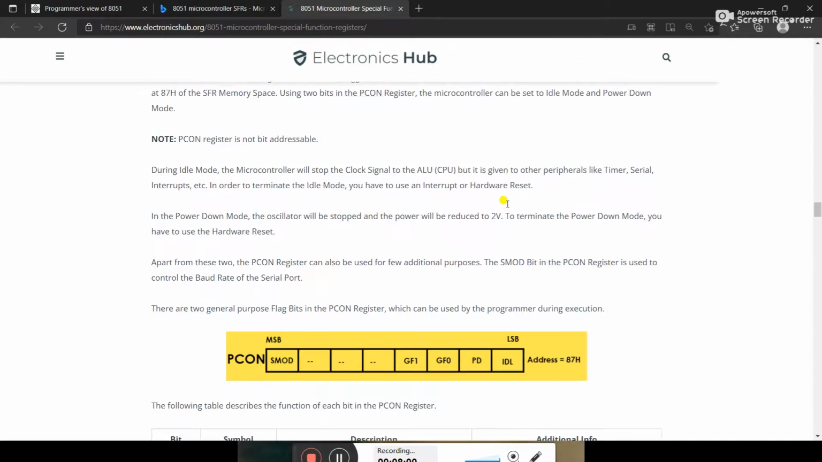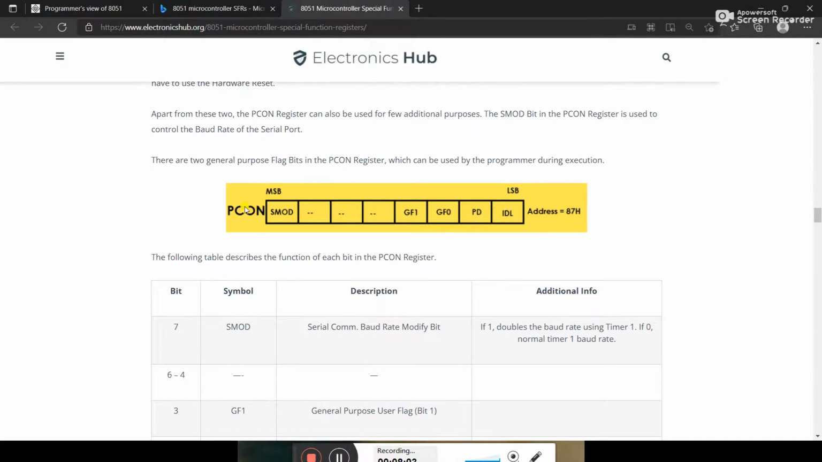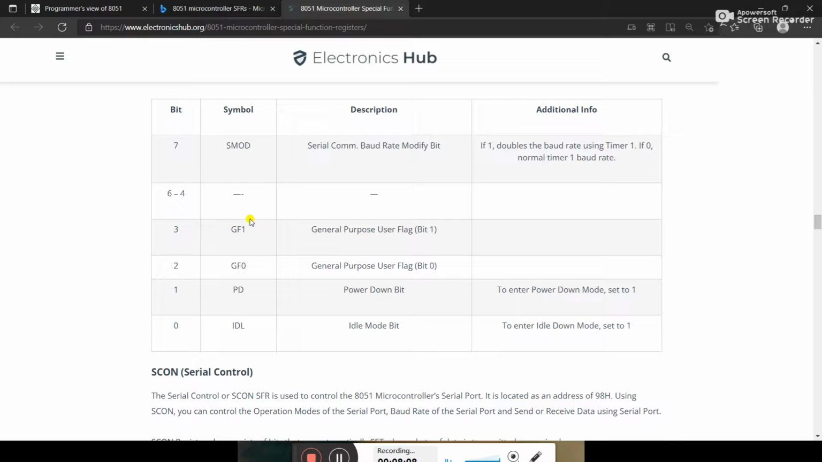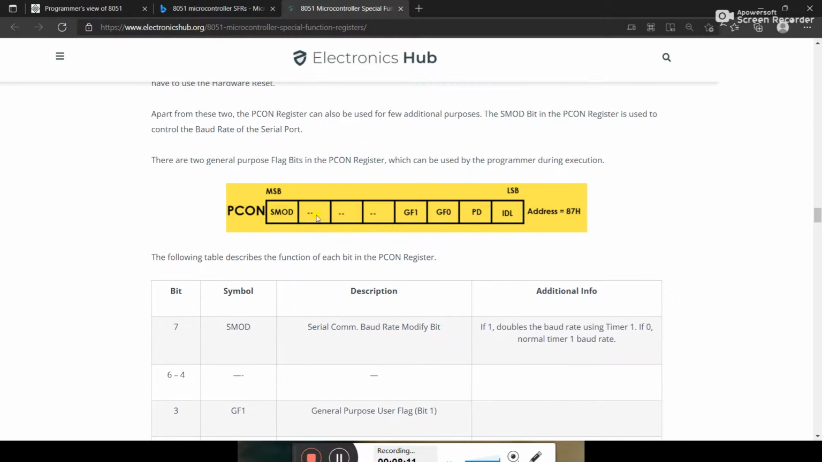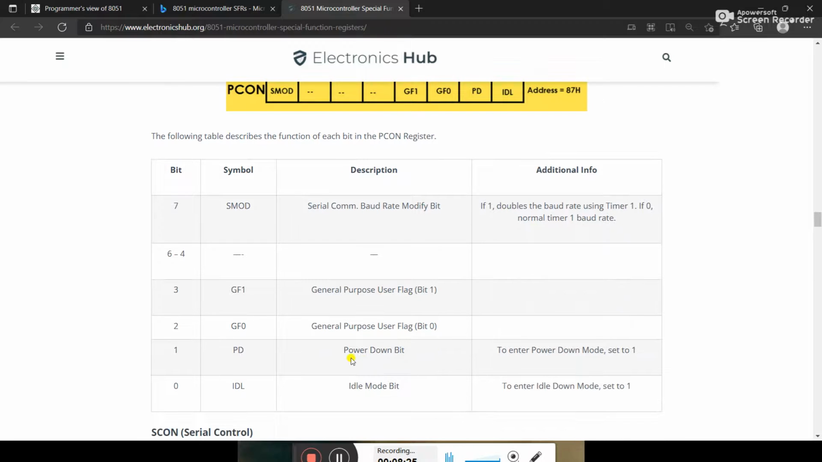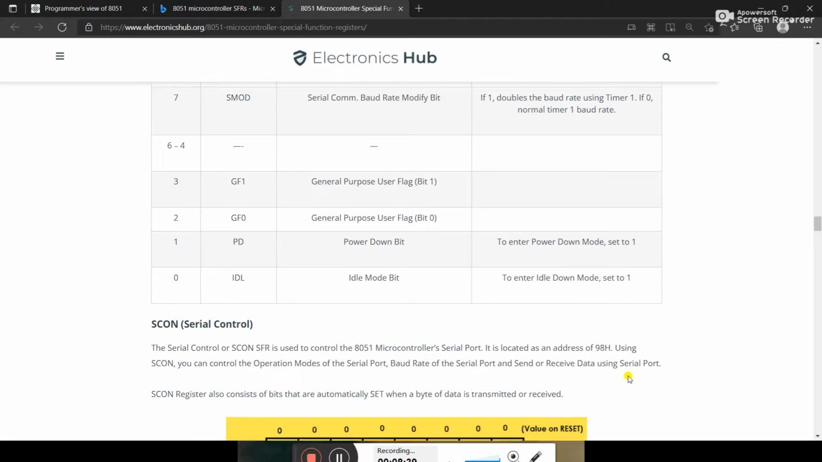Okay, so next is PCON. PCON is a power control register, and it is basically used for many purposes, and it has some bits. For example, SMOD is the serial communication baud rate modify bit, and GF1 and GF0 are the general purpose user flags, and PD is the power down bit. To enter the power down mode it is set to 1. IDL is the idle bit. To enter the idle mode it should be set to 1.